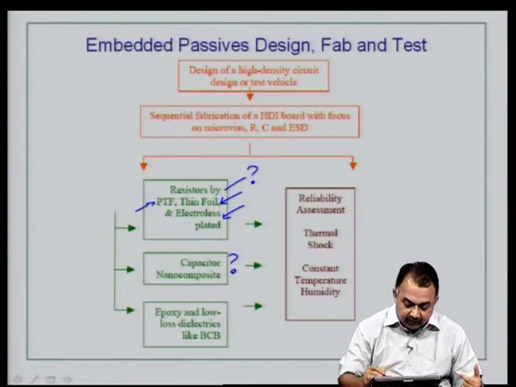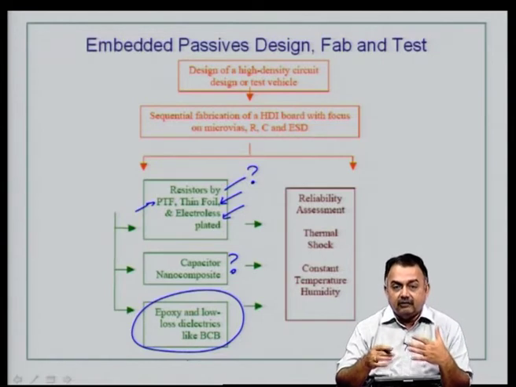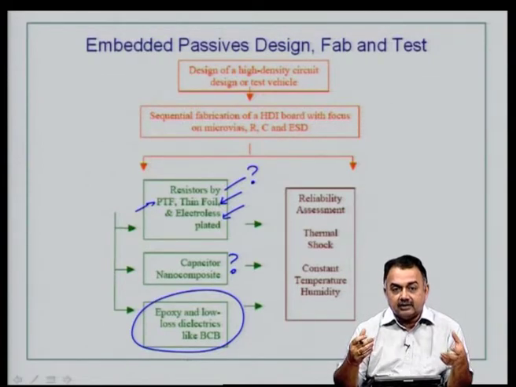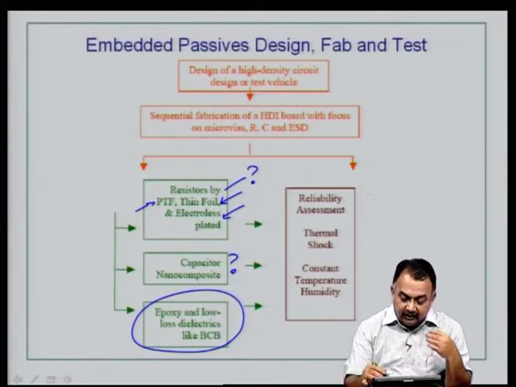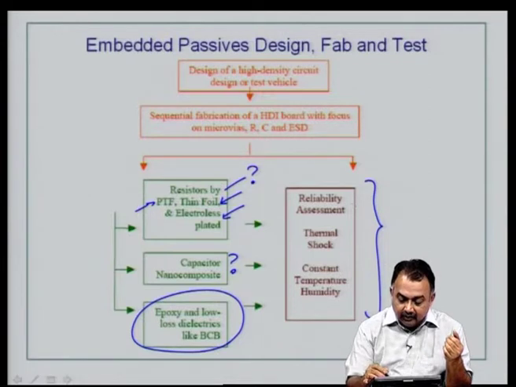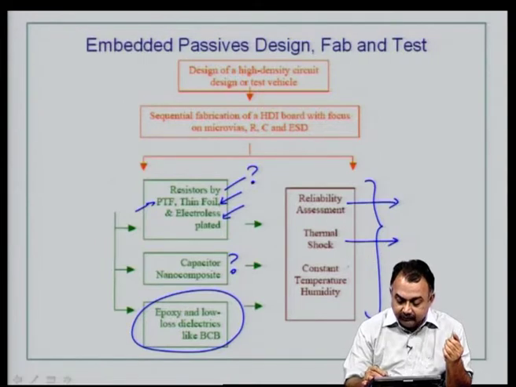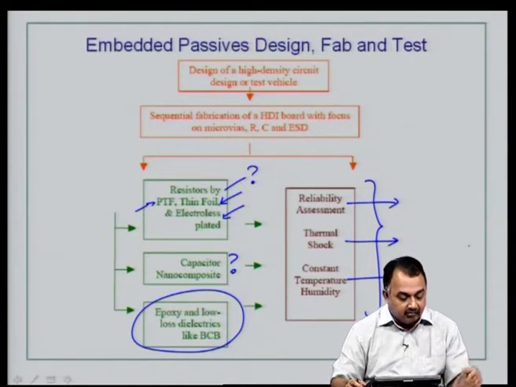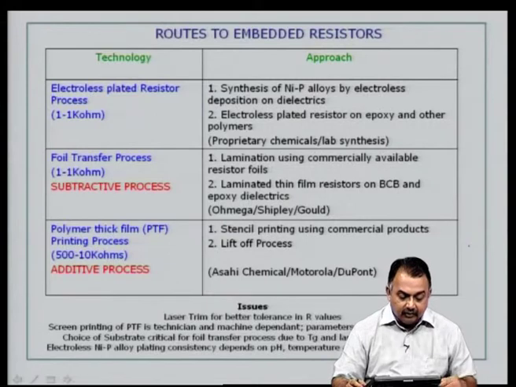Capacitors, how are you going to fabricate and integrate, and then can you use different dielectric materials for different layers apart from the core PWB material which has a different dielectric constant. So, how are you going to integrate all of this to give a reliable board? And obviously, as in any system level printed wiring board, you have to do reliability assessment, thermal shock test, and then constant temperature or varying temperature cycling, humidity cycling to assess the performance of your embedded passives that have been integrated. The routes to embedded resistors therefore could be three.